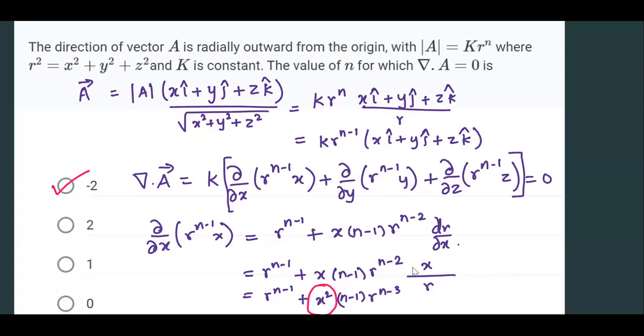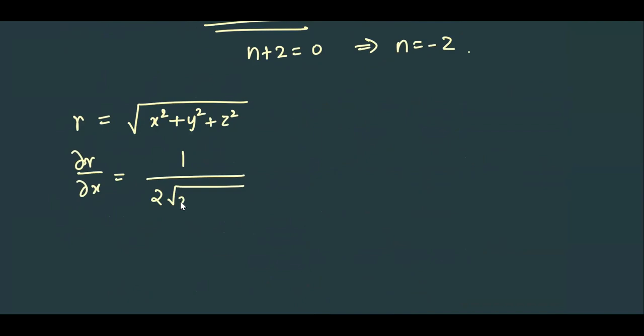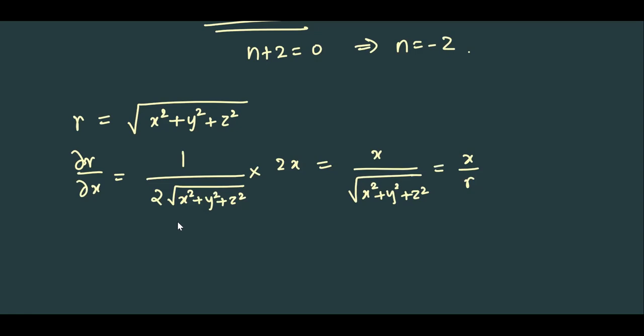Sir, can you once explain how in the 11th question you converted dr by dx to x by r? R is root of x² + y² + z², correct? ∂r/∂x is 1 upon 2 root of x² + y² + z² times 2x. So this is x upon root of x² + y² + z², so this is x upon r. Got it? Yes, thank you.